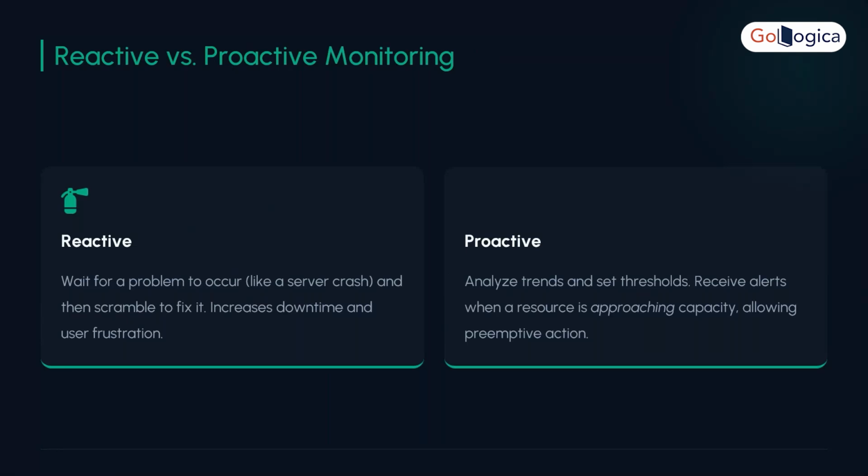So definitely the proactive monitoring analyzes the trends and sets thresholds. Receive alerts when a resource is approaching capacity, that is the maximum capacity, allowing preemptive actions. Before crashing, they can launch a new instance. So they will not wait for the server to crash.